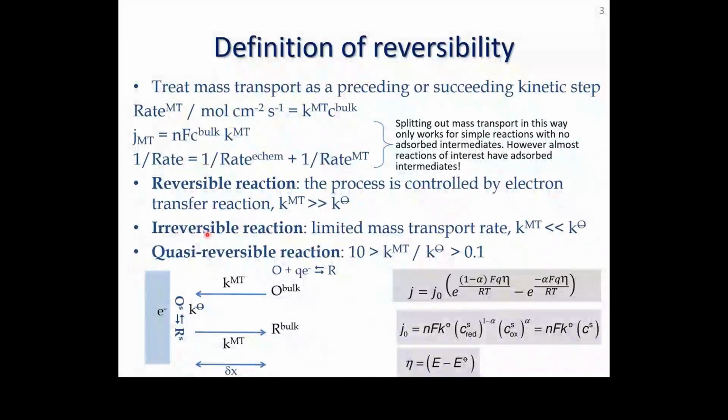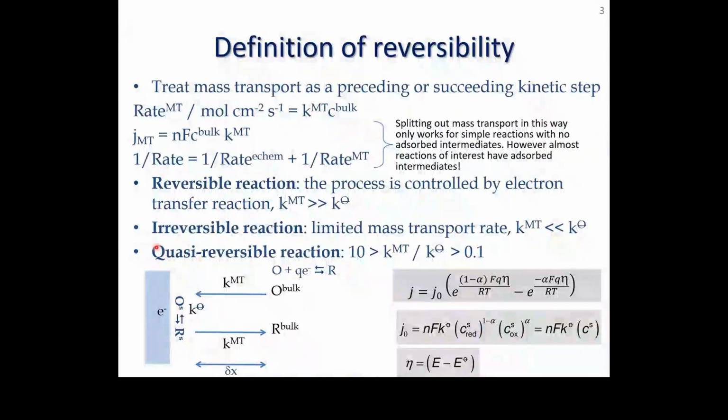In contrast to that, we have an irreversible reaction. In the irreversible reaction, the electron transfer process happening here happens very much quicker than the mass transport process. So that what happens at our electrode surface is very much dominated by this electron transfer process and the electrochemistry happening at the interface.